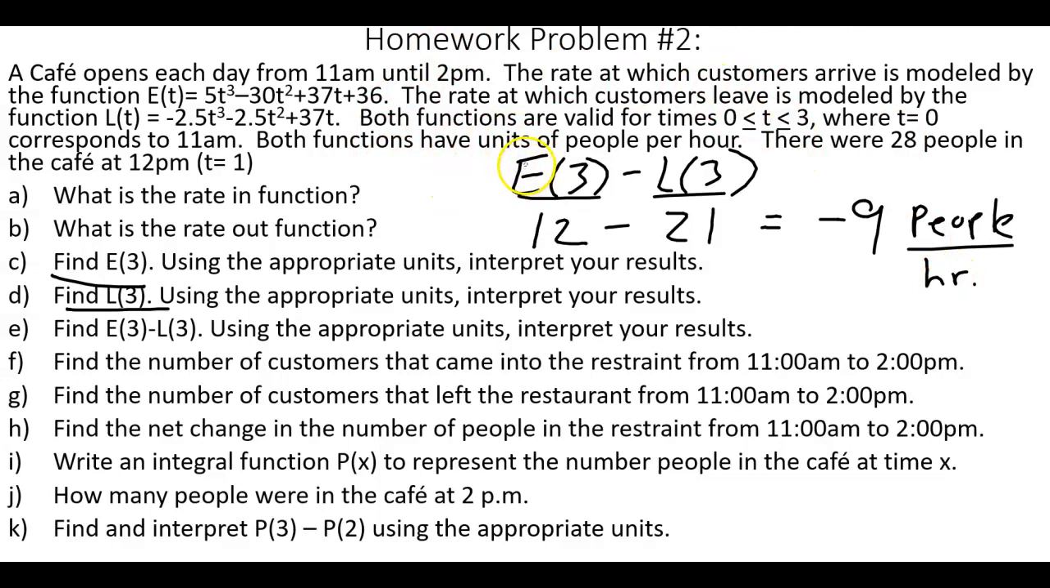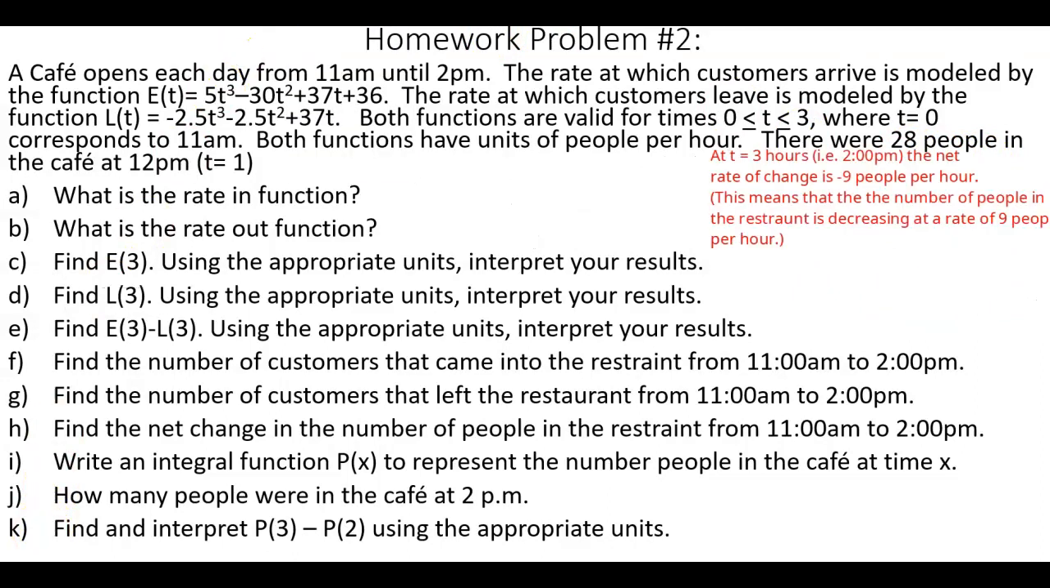Well, if you look back at our little chart that defines all the functions, when you do your rate in minus your rate out, you have your net rate of change. So our interpretation would look like this. Now, I wrote the answer in two different ways. The first way is kind of easiest to write. It says at t equals 3 hours, that is at 2 p.m., the net rate of change is negative 9 people per hour. But I like the second one more, and I think the AP readers would like the second one more. I think they would give full credit for both, though.